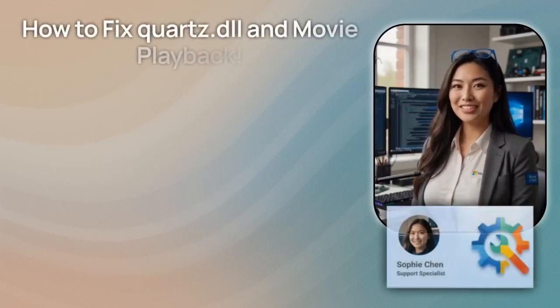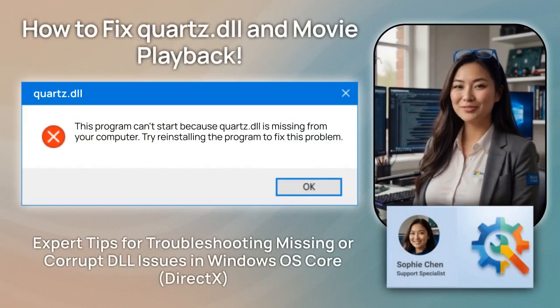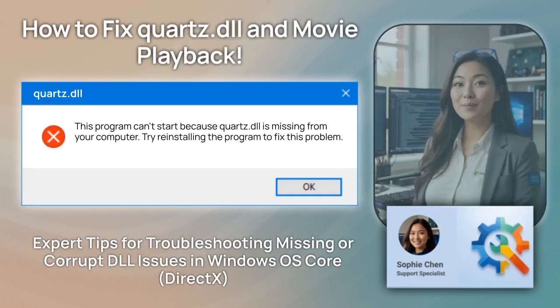Is your Windows operating system reporting the Quartz Library DLL failure? I'm Sophie Chen, a Windows Systems Specialist. Let's resync your file architecture and restore your system integrity now.